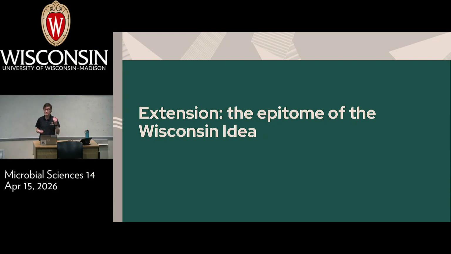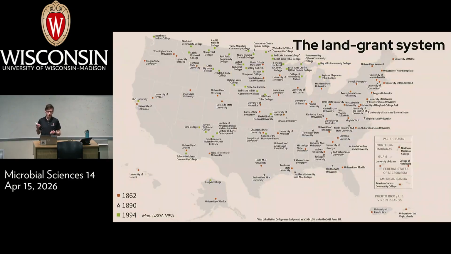So Extension, to me and to many others, really is the epitome of the Wisconsin idea. The broader national context for this is the land grant system. UW-Madison is a land grant university. There's at least one in every state. And in Wisconsin, we also have the College of Menominee Nation and Lakota Ojibwe Community College that are land grant institutions. And every land grant institution has the mission of outreach, in addition to the missions of teaching and research that are shared across other institutions.